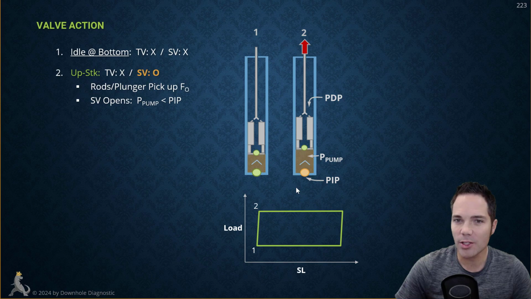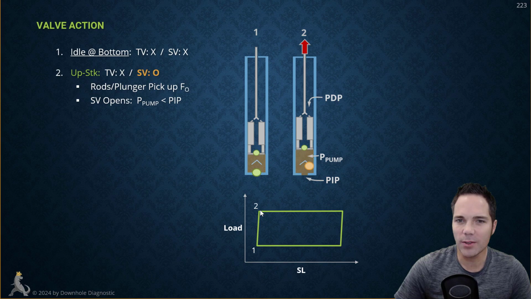So if we look at the pressures that we were talking about, pump discharge pressure, pump intake pressure, here's the pressure in the pump. The standing valve is going to open because the plunger is moving up. It's dropping the chamber pressure by creating more volume in this space right here. Once the pressure in here becomes less than the pressure here, the standing valve opens. Another way of saying that is once the pressure here is greater than the pressure there, the standing valve opens and fluid starts to be admitted from the well, from the annulus.